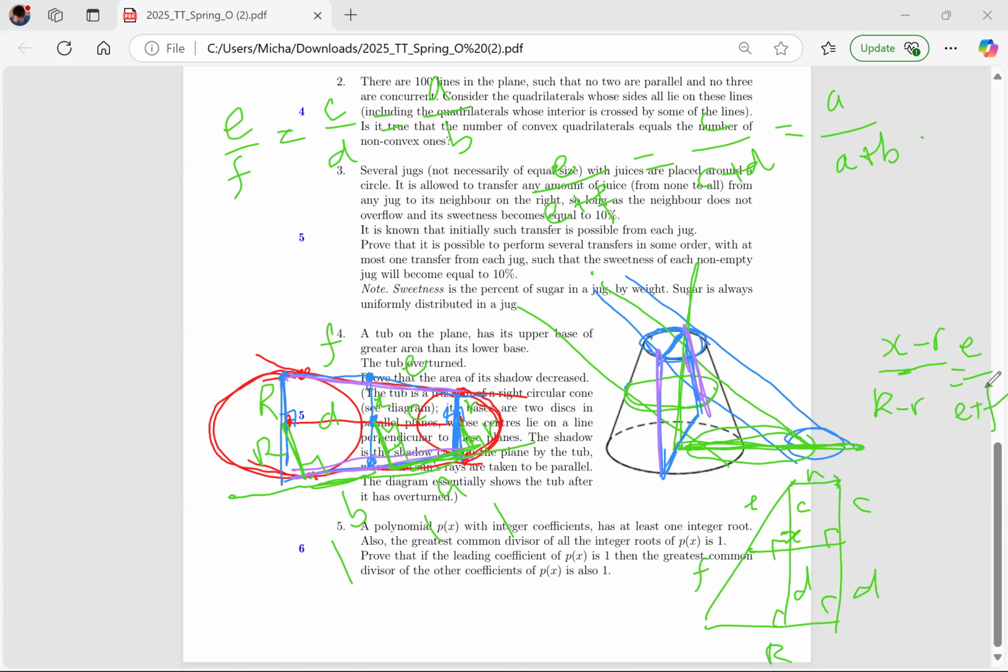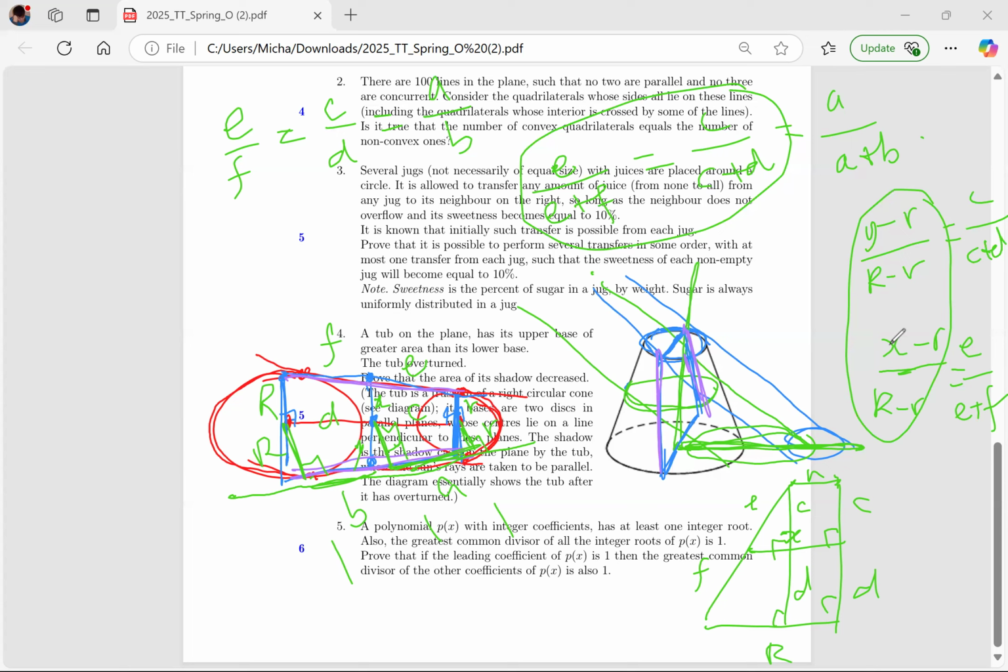If we do the same thing for y, for the bottom, we get that y minus r over R minus r is equal to C over C plus D. But we just said that these two are equal, so that means x equals y. Does that make sense? So that's a full explanation.